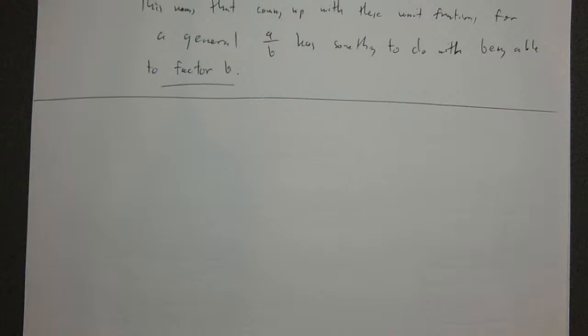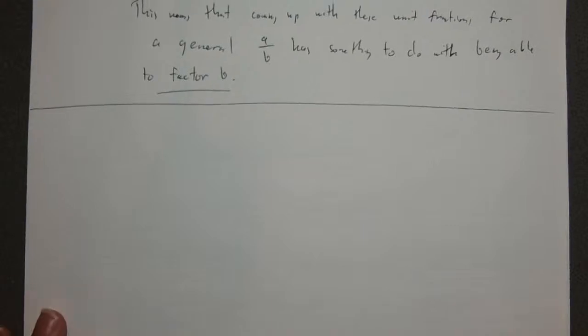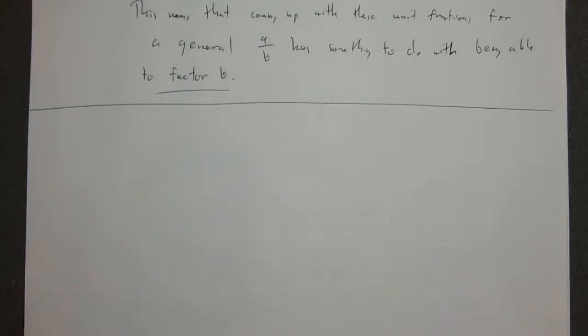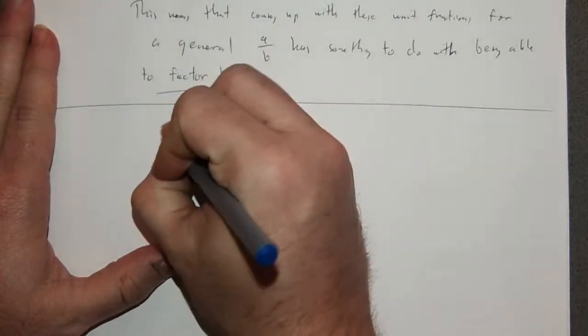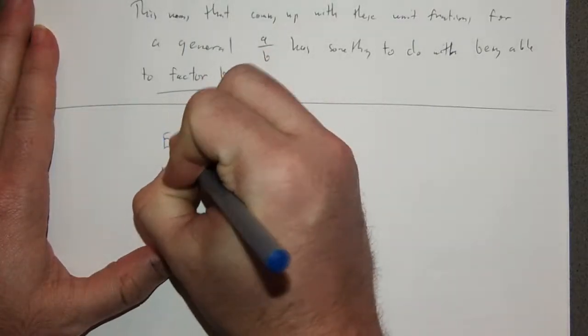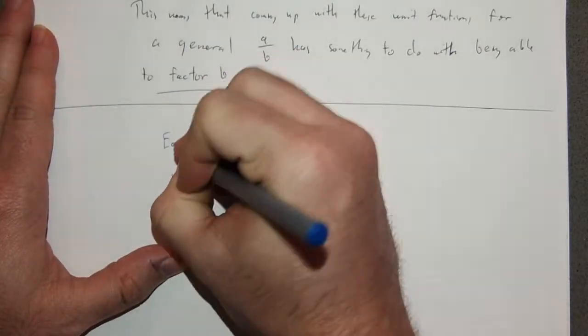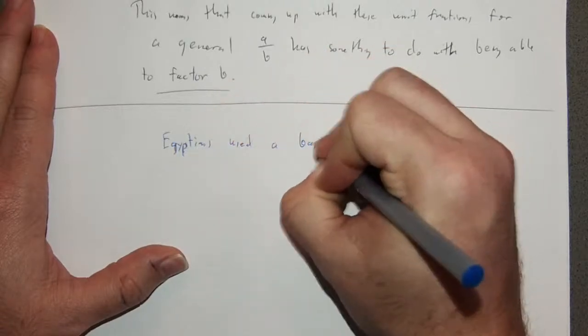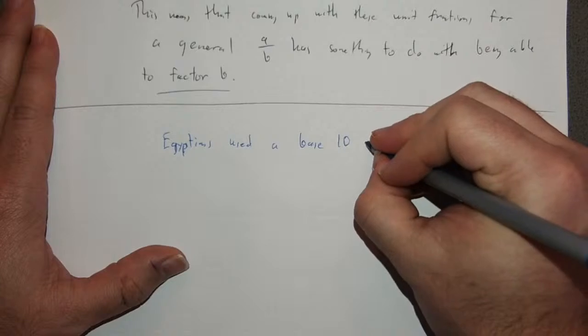In fact, even though the Egyptian language is from a different language group than, say, Indo-European languages, which is what English is a part of, it still uses base 10. So Egyptians used a base 10 numbering system.